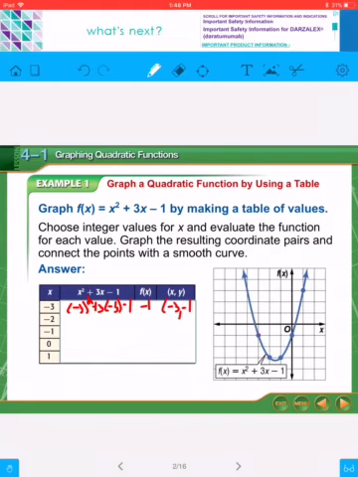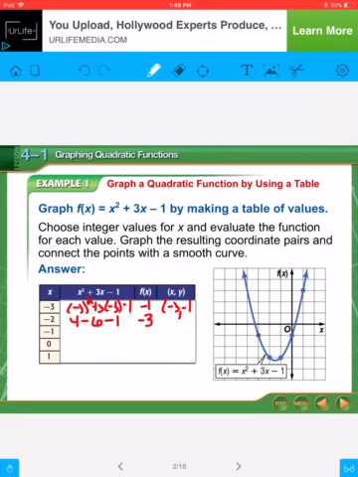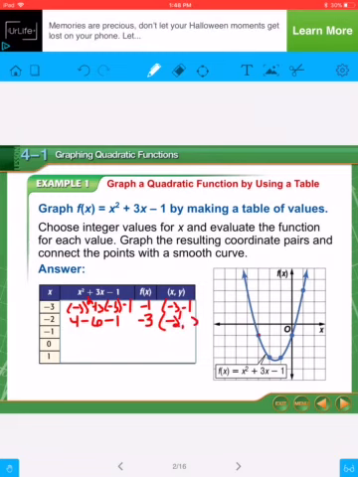And then we repeat the process over again with -2, so plugging in -2, -2 squared is 4, plus 3 times -2 is -6, minus 1. So we get 4 minus 6, -2, so -3. So we have a point at -2, -3.